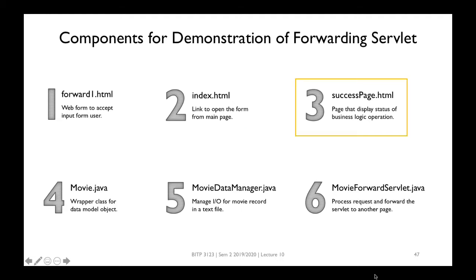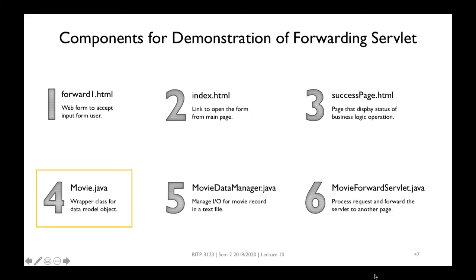The third component is a page that displays the positive status of the business logic execution. We name this component as successpage.html. The fourth component is a Java class that represents the data that we want to manipulate. It is movie.java, the class that we have created in the previous demo.